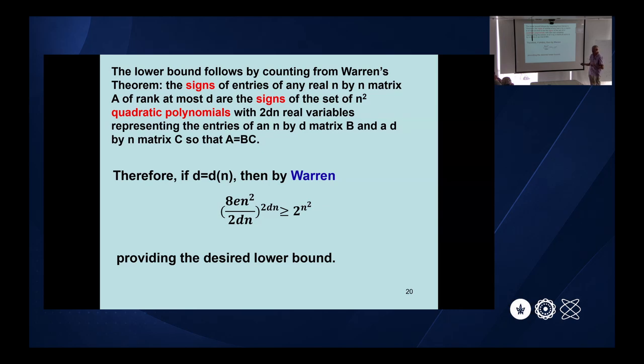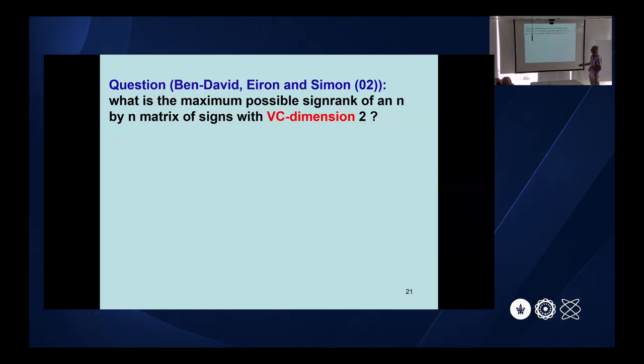And there is no explicit example. So this counting argument shows that most sign matrices do require a linear sign rank, but to get an explicit example is hard. Let me say a related thing, because it's also a very quick application.